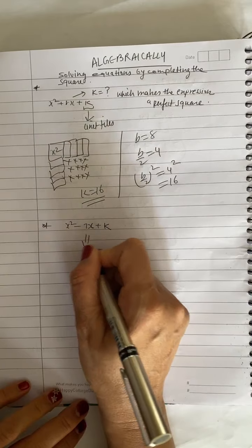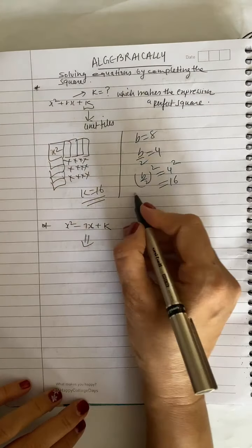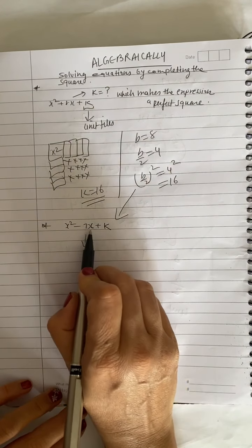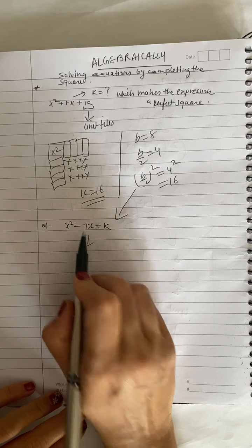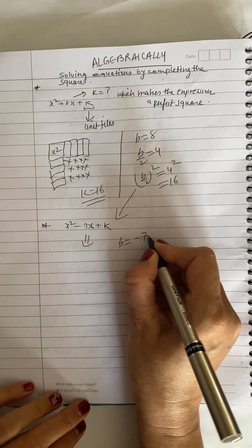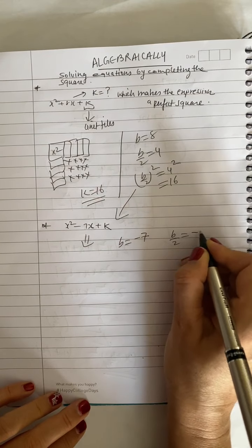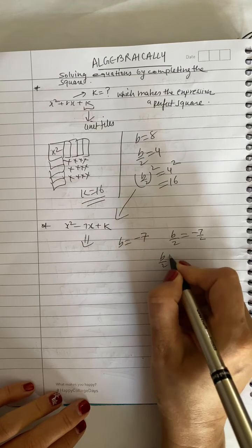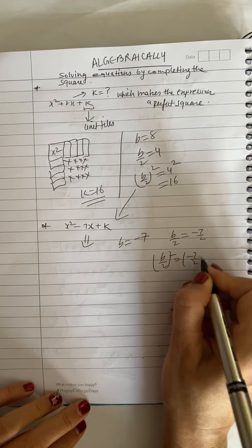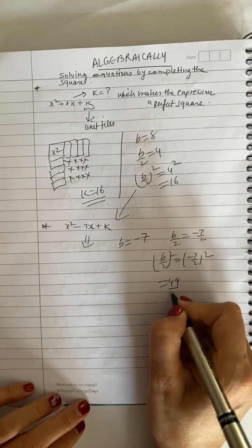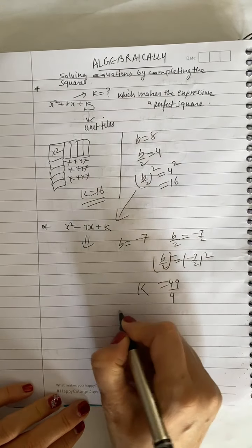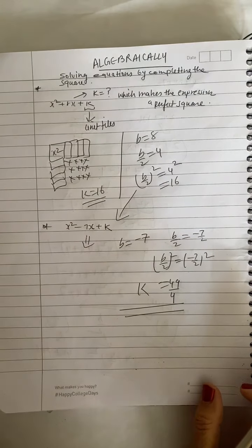Now in this case, x squared minus 7x plus k. I'm going to use the algebraic method here since the coefficient of x is not an even number, which means b in this case is -7. So b over 2 is -7 over 2. So b over 2 whole square is equal to -7 over 2 whole square. That means 49 over 4 should be the value of k, which will make this a perfect square.